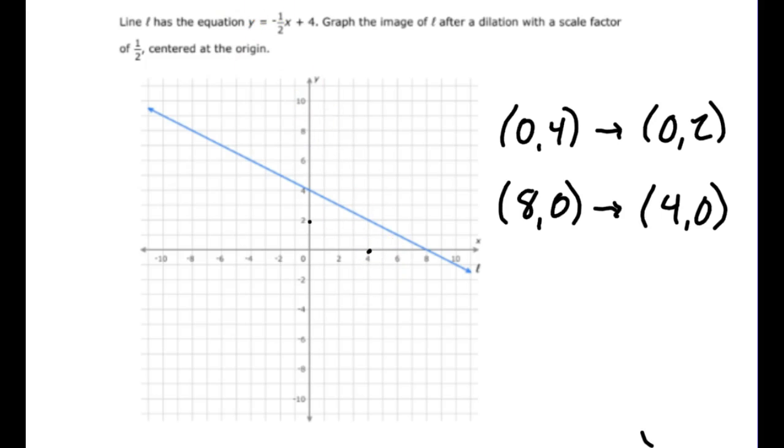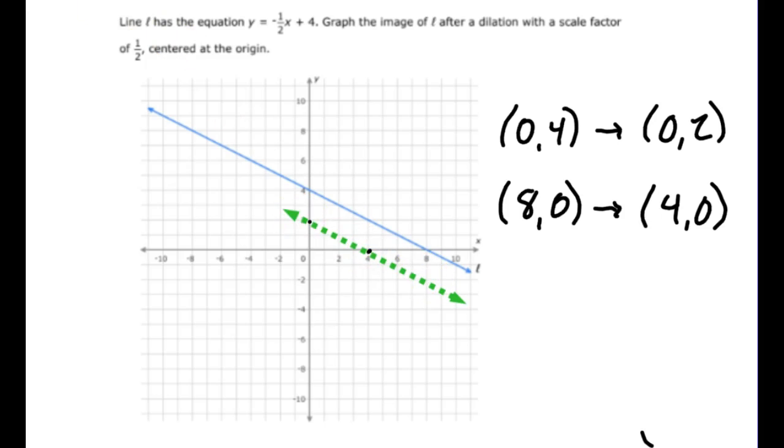And now I can draw a line going through each of those points. Okay? And we can see that this is going to be parallel to line L that we started with. If we have a dilation with a scale factor of 1/2, all we have to do is use those two ordered pairs to find 2 points so that we can construct this new line.